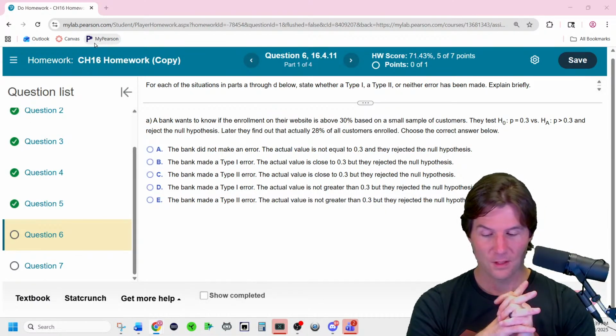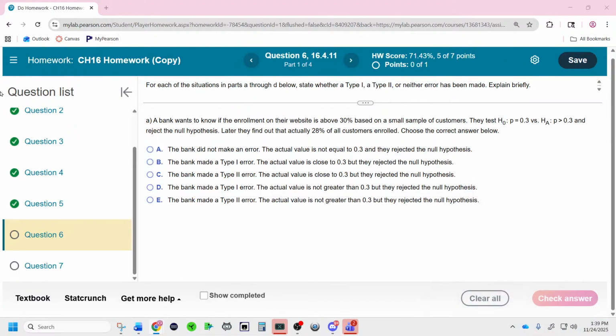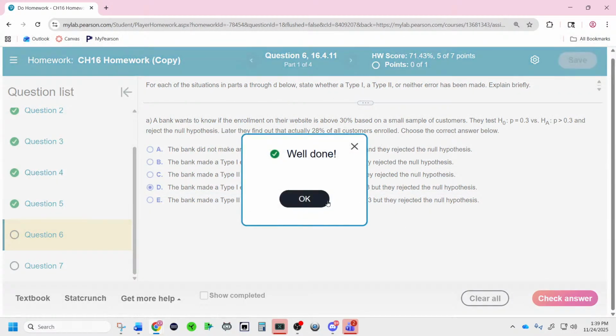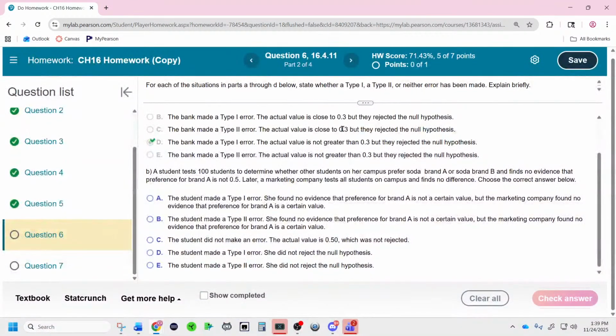So it's weird the way they... Yeah. Let's see here. The bank made type 1 error. The actual value is not greater than 30%, but they rejected the null. The way they phrase this, the actual value is close to, but they rejected. The way they phrase it, I was worried. This is weird phrasing. The B and D are very similar.